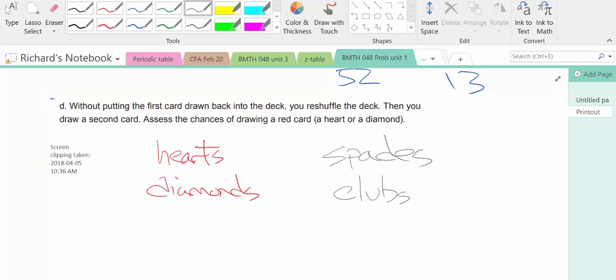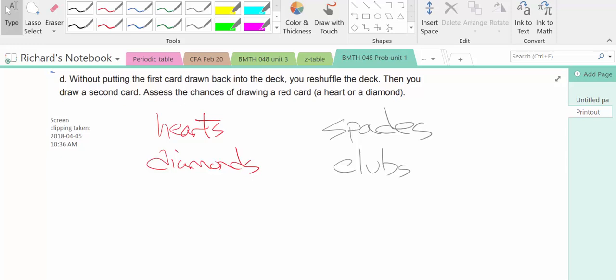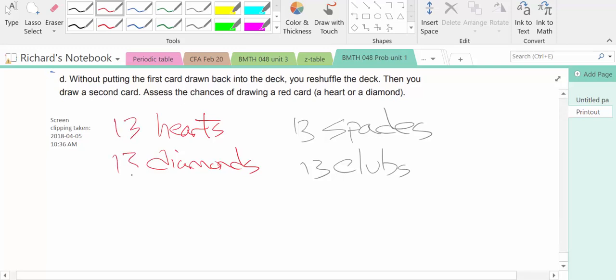All right, so without putting the first card back in the deck, you reshuffle the deck and then you draw a second card. What are the chances of drawing a red card? So here's the thing. Red cards are hearts or diamonds. Black cards are spades or clubs. Let's say that the first card that you draw happened to be a black card. Well, what does that mean?